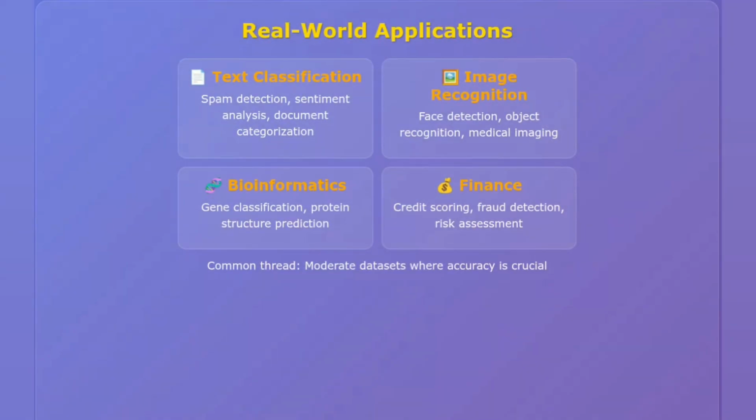SVMs shine in many real-world applications. In text classification, they're excellent for spam detection, sentiment analysis, and document categorization. In image recognition, they're used for face detection, object recognition, and medical image analysis. In bioinformatics, they classify gene sequences and protein structures. They're also popular in finance for credit scoring and fraud detection. The common thread: problems with moderate-sized datasets where accuracy is crucial.